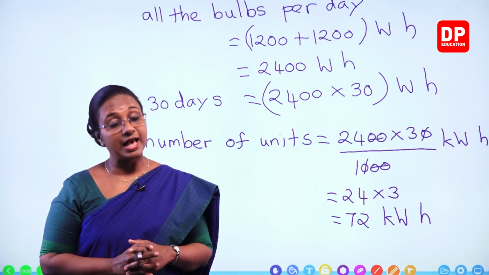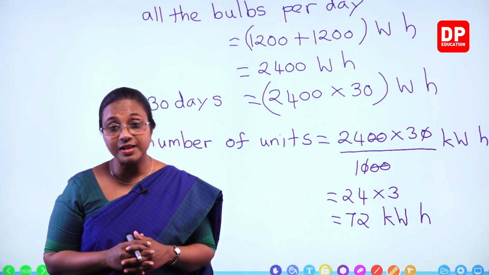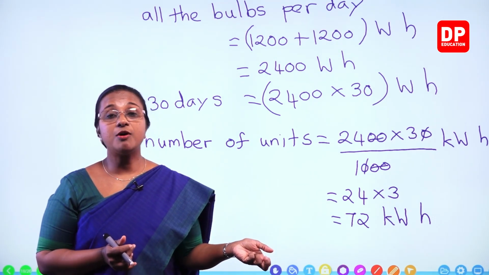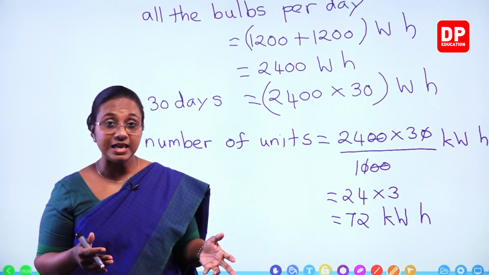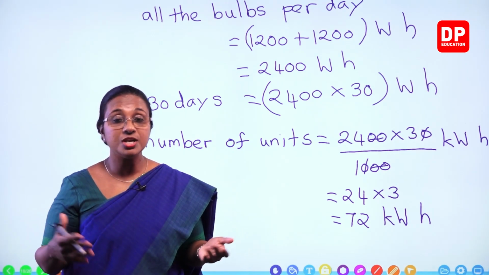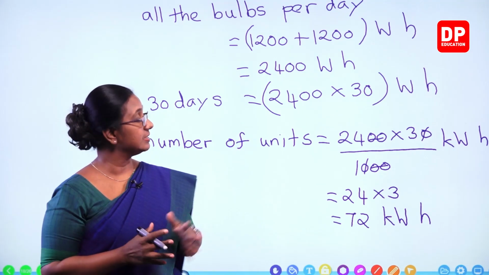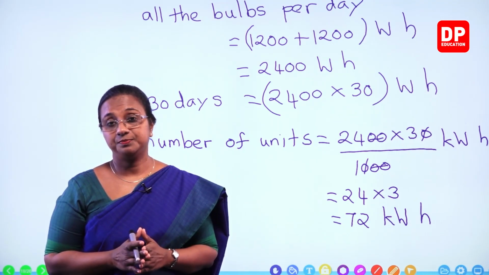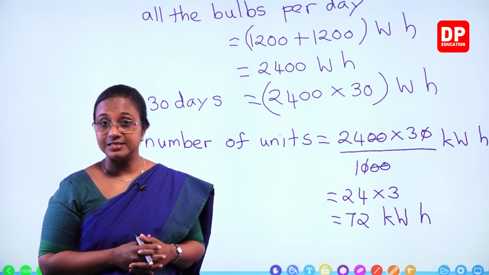That is how we calculate. For a household circuit, when you are given different types of electric appliances, different types of bulbs, you will know the power of each device. Then you know the number of hours it is used per day. Sometimes they will tell you for how many days it is used. Then you have to calculate for a month. Normally a month we consider it as a 30-day month. Is that clear to you? So that is how we calculate the electric energy consumed.